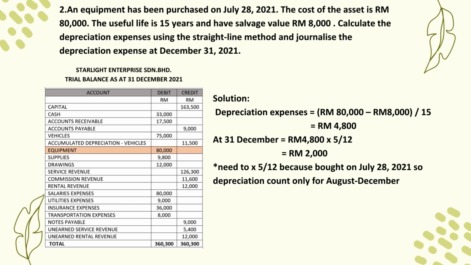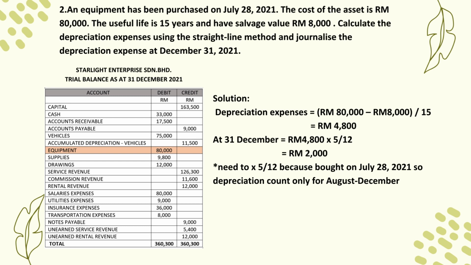So now we need to calculate the depreciation based on when the equipment was purchased. As stated in this question, the equipment was purchased on July 28, 2021. So we have 5 months to calculate the depreciation. So the next step is we need to calculate the months of depreciation for the 5 months.